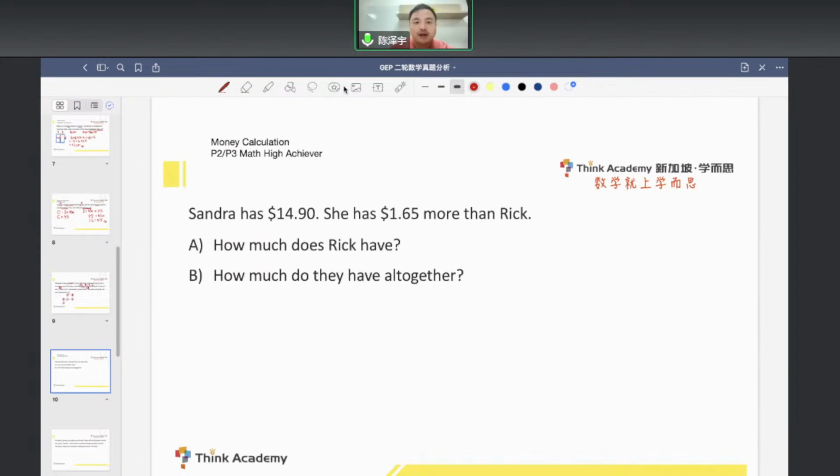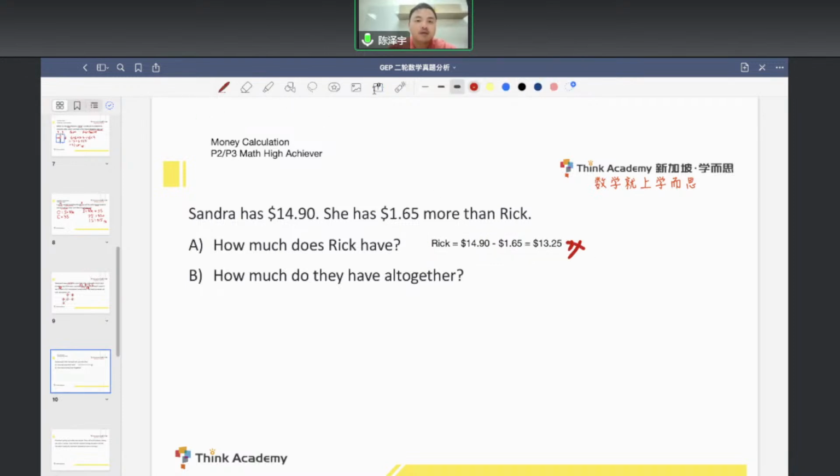So to find Rick's money is very simple. Sandra has $1.65 more than Rick. So for Rick, it's just equal to 14.90 minus away the extra money, which is $1.65. So you will get $13.25. This is the money Rick has.